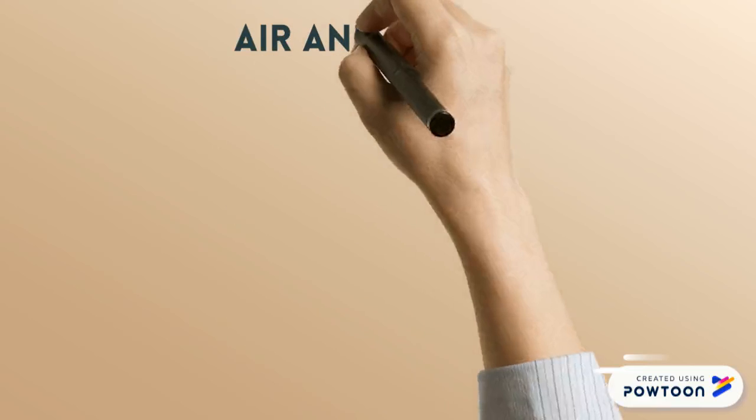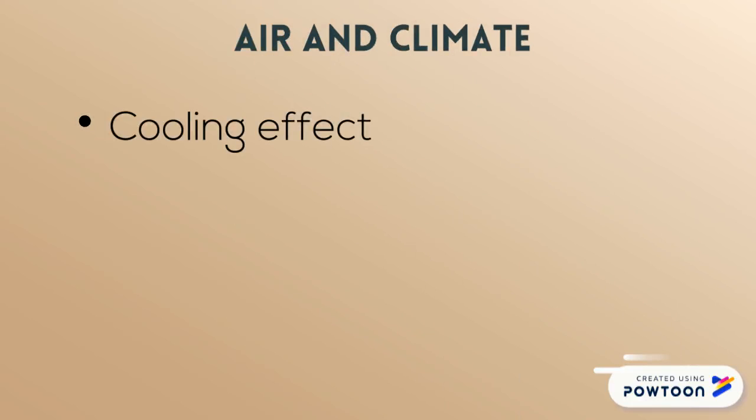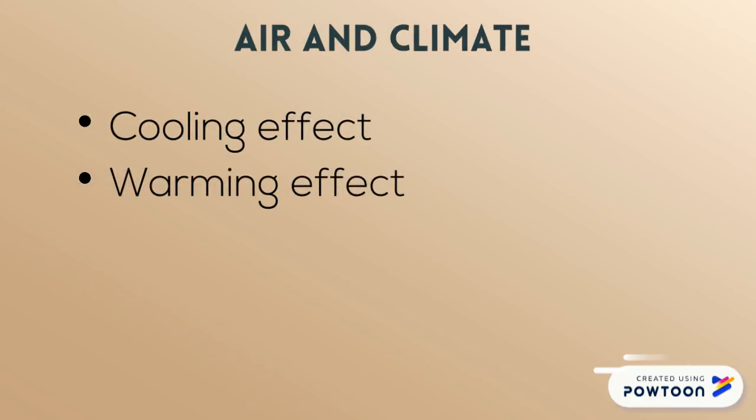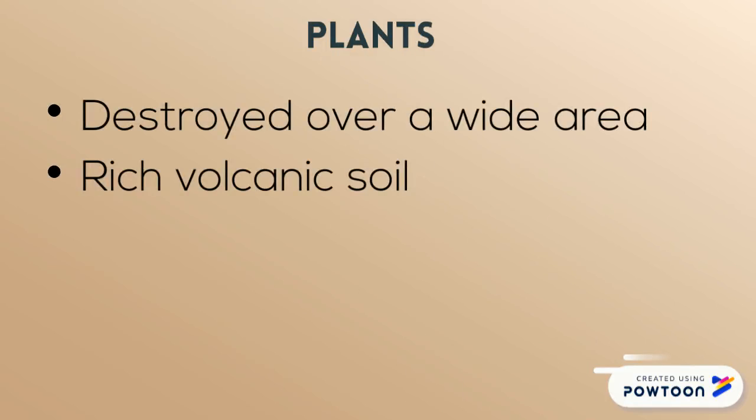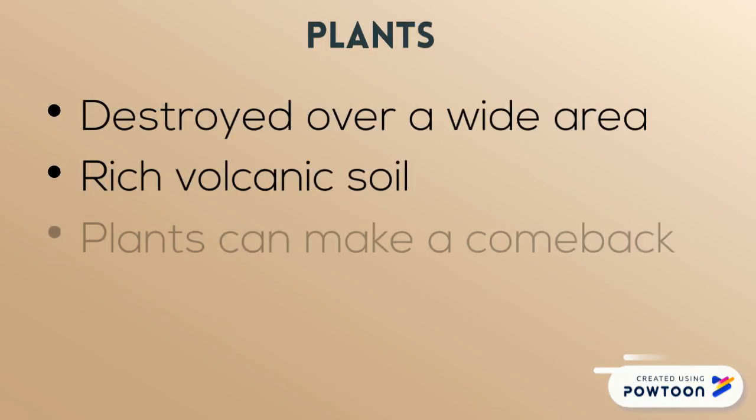When volcanoes erupt, they emit a mixture of gases and particles into the air. Some of them, such as ash and sulfur dioxide, have a cooling effect, but others, such as carbon dioxide, cause warming. Plants are destroyed over a wide area during an eruption. The good thing is that volcanic soil is very rich, so once everything cools off, plants can make a big comeback.